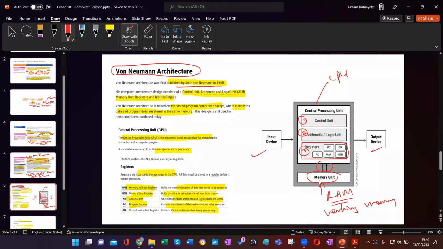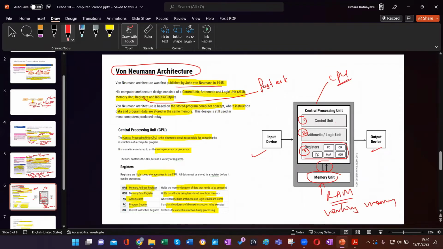Why? Because you can see that if this is RAM, RAM has to communicate with registers. You should know what registers are. Registers are the memory locations inside the CPU. It's the memory inside the CPU. It's the fastest memory in the computer. Registers are the fastest memory in the computer. It's faster than the RAM. It's faster than the cache.